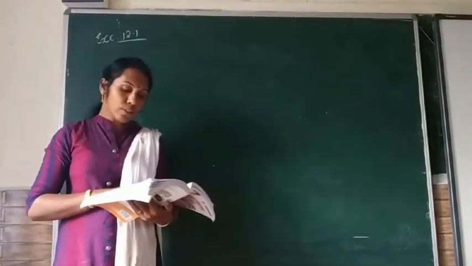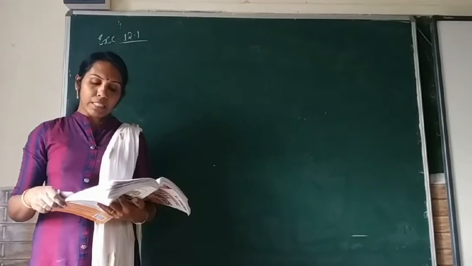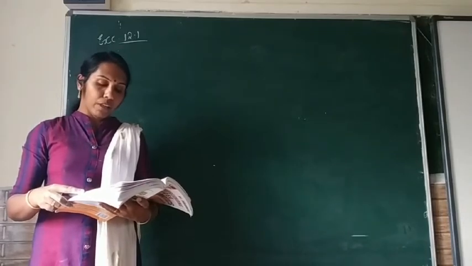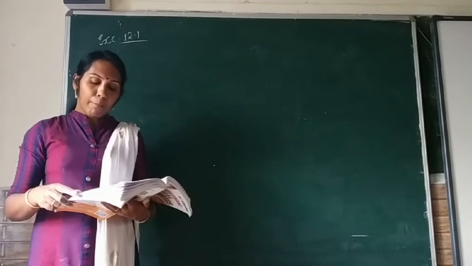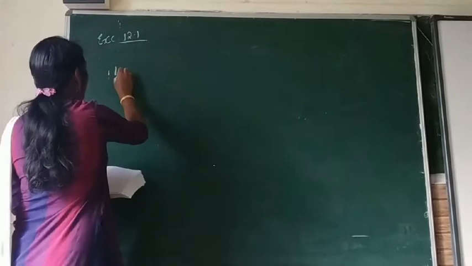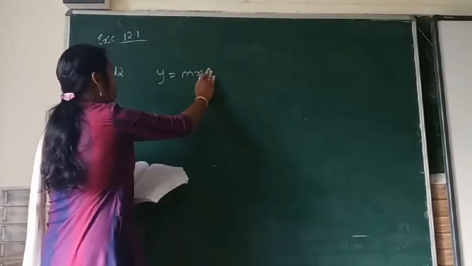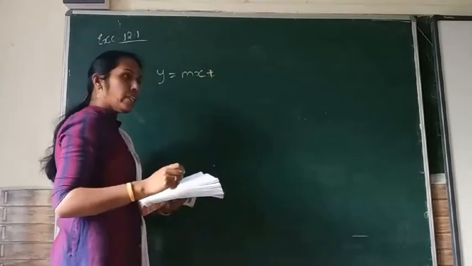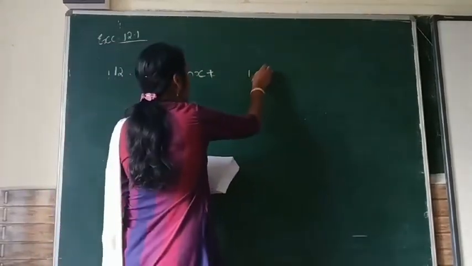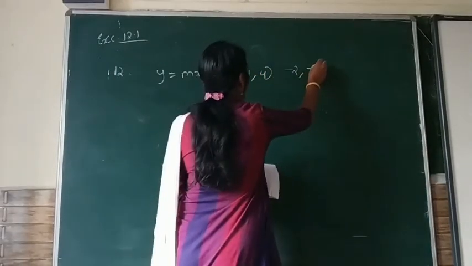Now we shall solve question number 12. The graph of the equation y is equal to mx plus c passes through the points 1, 4 and minus 2, minus 5. Determine the values of m and c. So here we have the equation y is equal to mx plus c, and 2 points through which this line passes, 1, 4 and minus 2, minus 5.